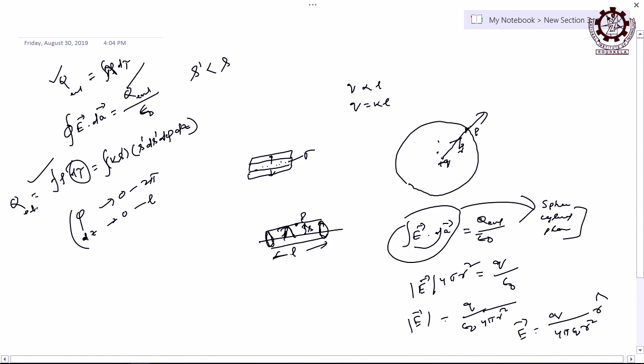How much will q enclosed be? Ultimately, how much will you get? It is twice pi k times L, integration from 0 to that radius, then s prime d s prime, right. So, it is integrated over that surface. Then it will be again twice pi k L and s cube, that will be q enclosed, right.